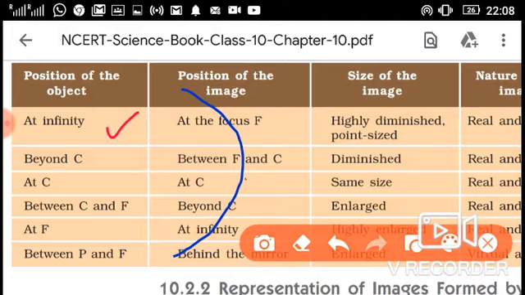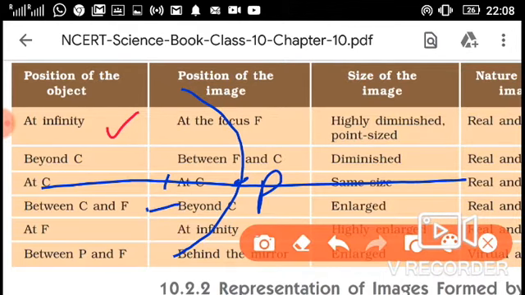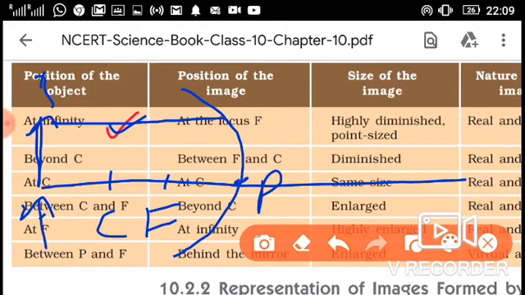Suppose this is a pole of the concave mirror, because we are talking about the concave mirror. Suppose this is principal focus, this is center of curvature, and like this is the object AB. Okay, it is placed at infinity. For first part I'm telling. Okay, suppose the ray, like, it goes parallel. Okay, and after reflection, that is the first rule. After reflection the rays meet at a principal focus.